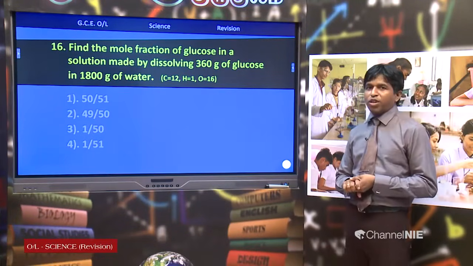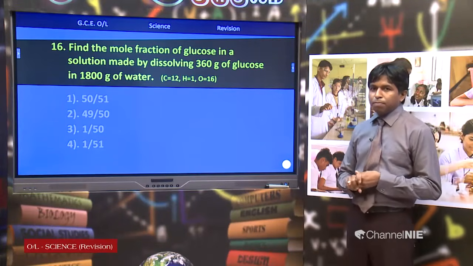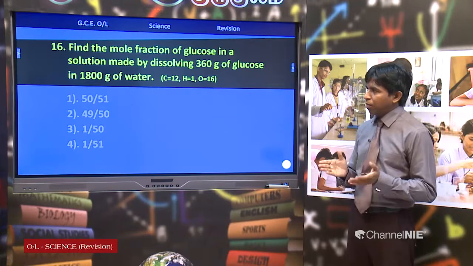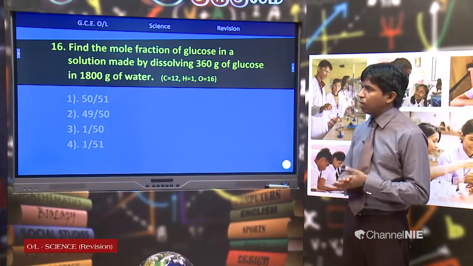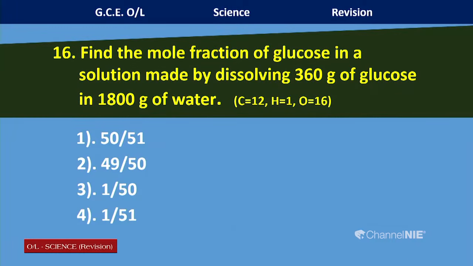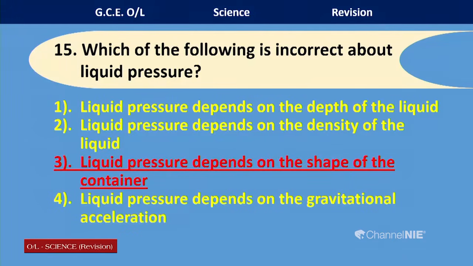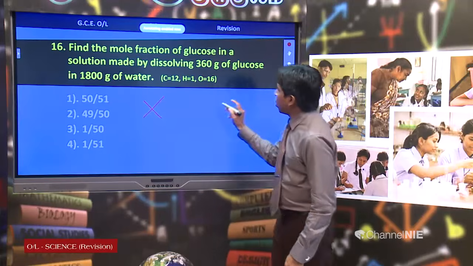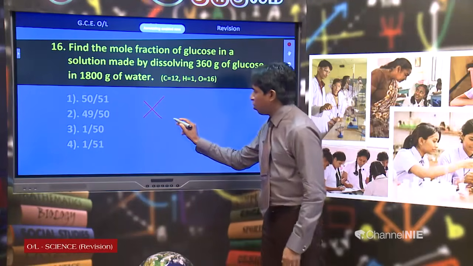This is from chemistry, grade 11, unit 3, mole fraction, the different methods of expressing the composition of mixtures. Mole fraction of glucose. There are 2 substances here, glucose and water. Before you find the mole fraction, you should know the number of moles of each. Mole fraction is given by the symbol X. You are asked to find the mole fraction of glucose.